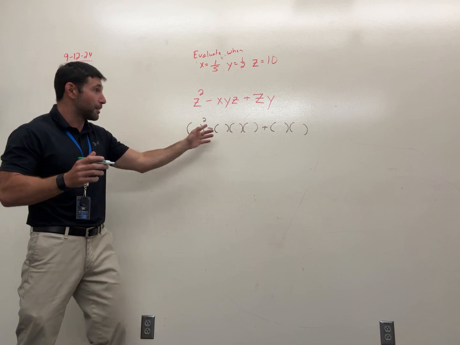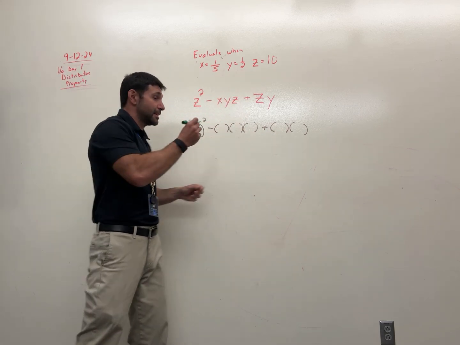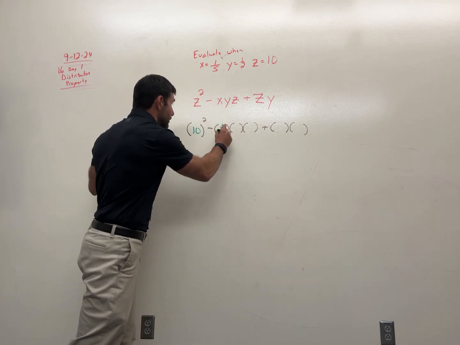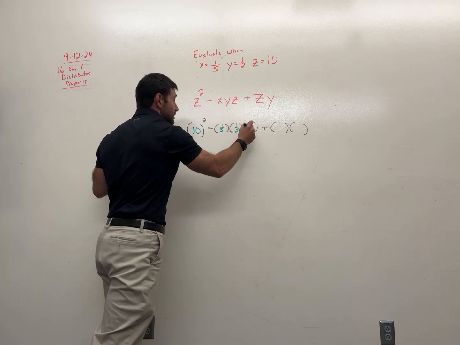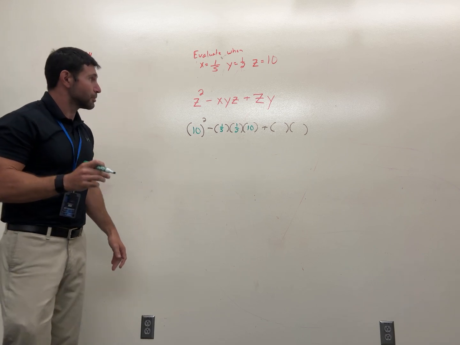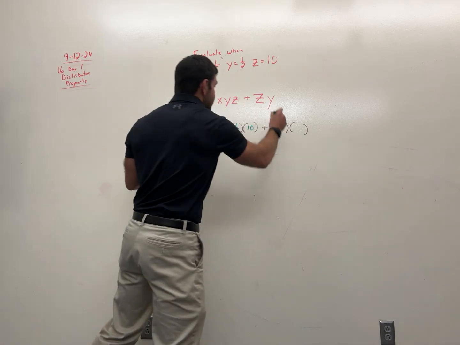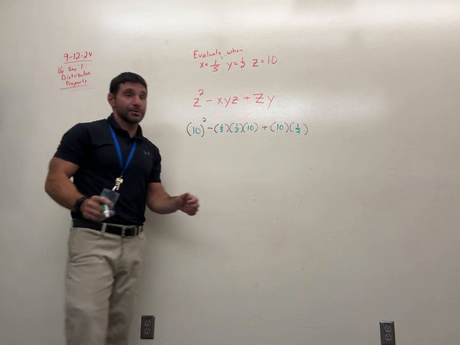Z squared. So I'm plugging everything into parentheses. What is Z? Z is 10. What is X? X is 1/5. Y is 1/2. Z is still 10. That looks like a 3. What 3? The 1/5. Okay, sorry. These aren't that many. Z is a 10. Y is a 1/2. Now listen, get your calculators.